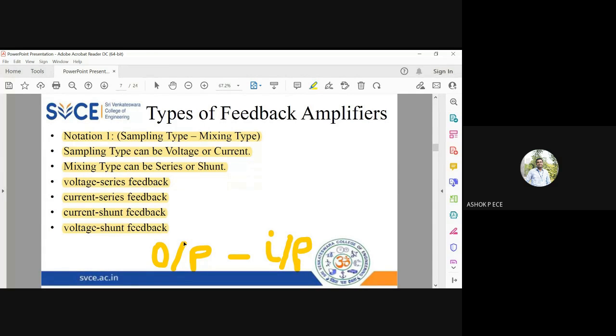Sampling network, I'm going to sample voltage or current. Mixing, I'm going to mix it in series or shunt. So I will have 4 possible names of the amplifiers: voltage series, voltage shunt, current series, current shunt.